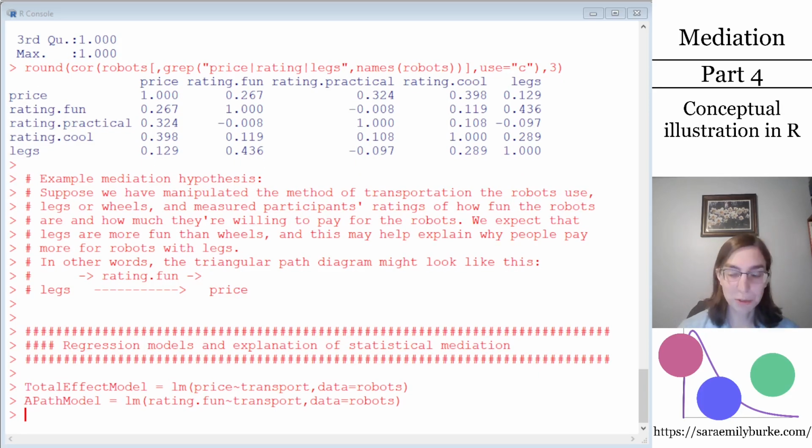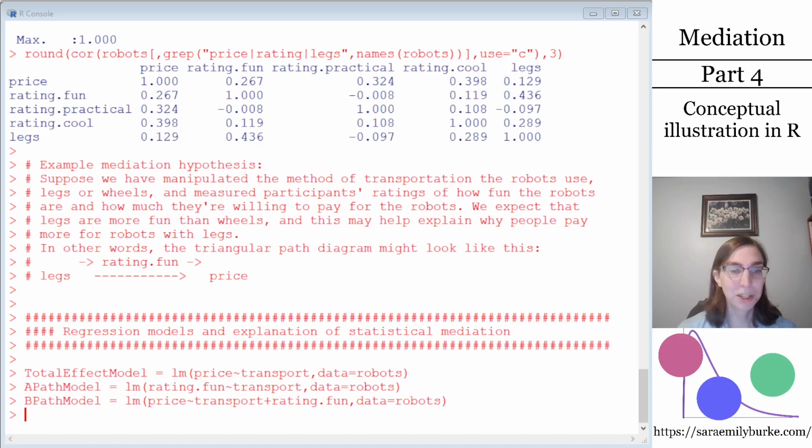Then there's a model that I'm referring to as the A-path model. And here I have rating.fun as the response variable and transport as the predictor, which allows me to capture the full discrepancy in fun ratings between robots with legs and robots with wheels. These two models together will reveal the mean price difference between robots with legs and wheels and the mean fun difference between robots with legs and wheels.